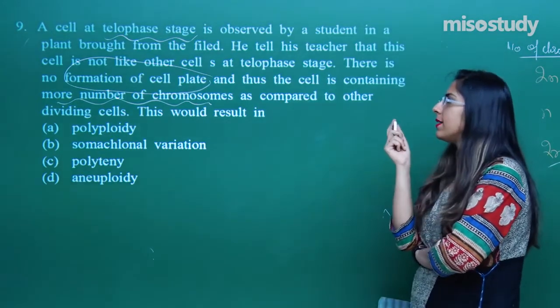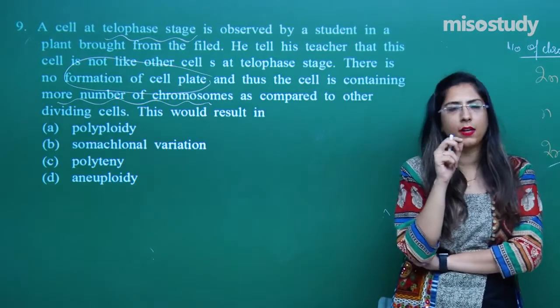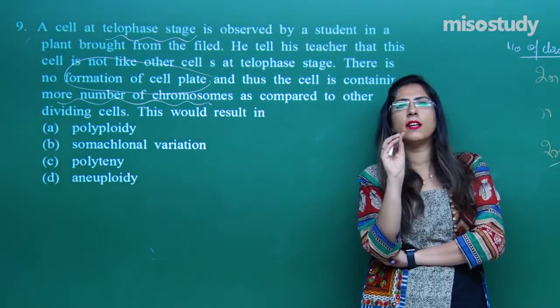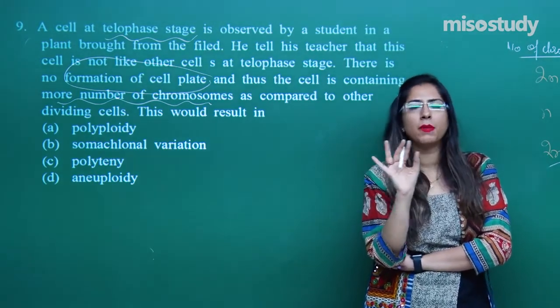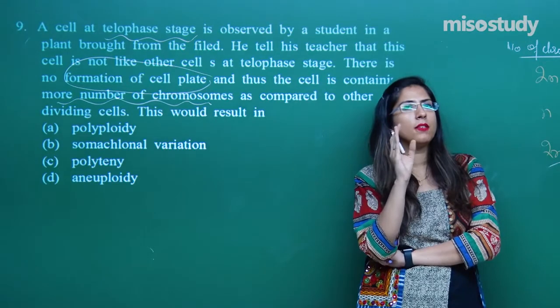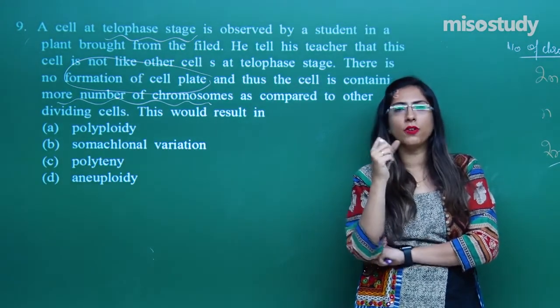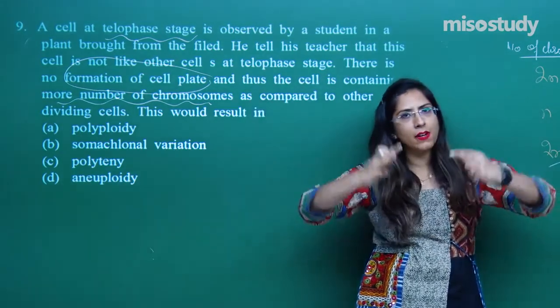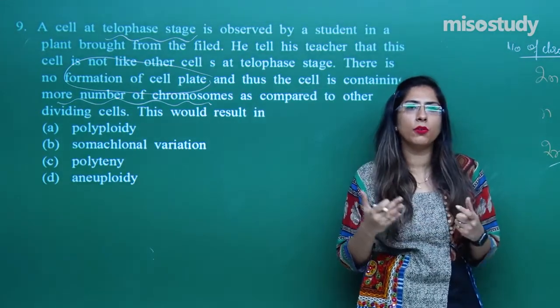As compared to the other dividing cell, this would result in... now listen to this very carefully. The cell is undergoing G1 phase, S phase, M phase. In the M phase, karyokinesis is happening, but cytokinesis is not happening. That means the chromosome number is increasing, but there is no separation of the chromosomes into distinct cells. So these chromosomes will accumulate like this, and there will be an increase in the number of chromosomes.